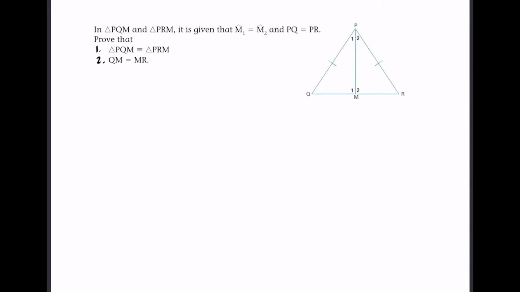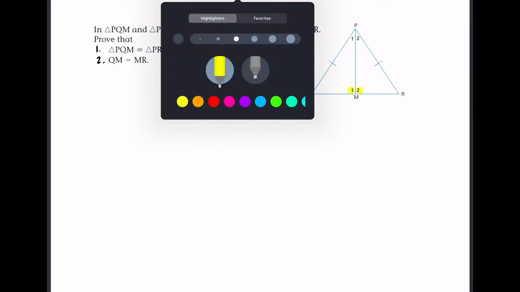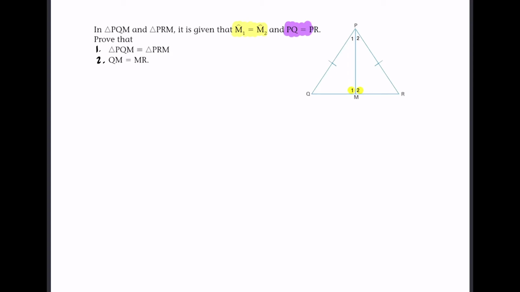Next question, we have triangle PQM and triangle PRM. It is given that M1 is equal to M2 and PQ is equal to PR. So if we look here, it says that M1 is equal to M2, so I would be able to mark that off. It also tells me that PQ is equal to PR. Prove that triangle PQM is congruent to triangle PRM.